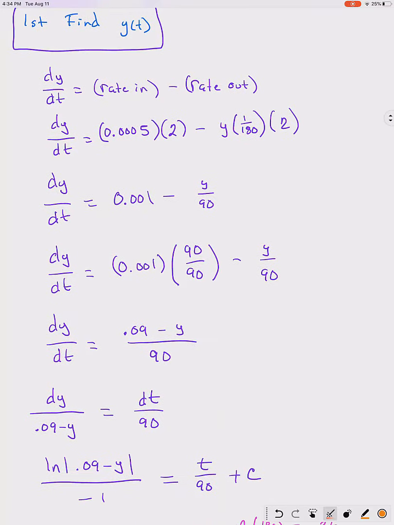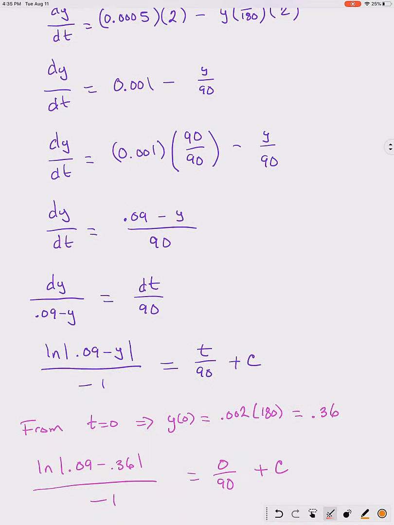So dy dt, when we're doing mixing problems, is the rate in minus the rate out. In my case, the rate in is 0.05% carbon dioxide times 2 meters cubed per minute. I changed the 0.05% from a percentage to 0.0005 as a decimal and multiplied it by 2, and then minus y times 1 over 180, which is the rate moving out, times 2 meters cubed per minute. When I simplify that, I get dy dt equals 0.001 minus y over 90.